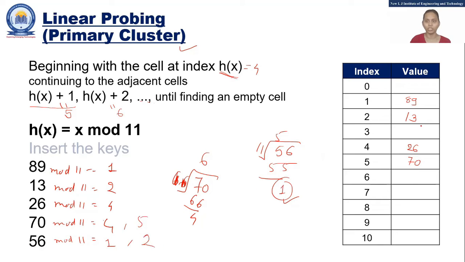Is 2 free or not? No, 2 is also not free, so I go for 3. Is 3 free? Yes, 3 is free, so here I am able to put my value 56. This is the way you can use linear probing. It is also known as closed hashing.